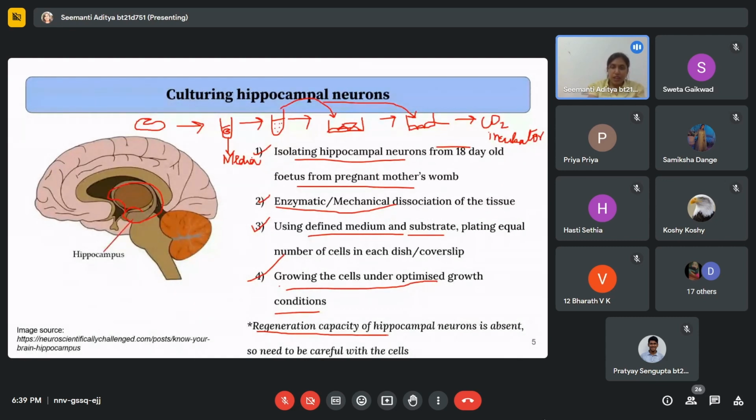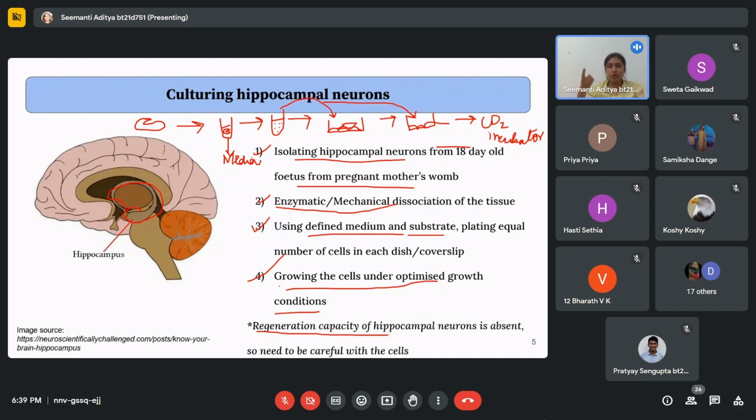Once we have isolated the hippocampal neurons, plated them in our plates with defined medium and defined substrate, and optimized all the growth conditions, we know that this condition is suitable for their growth. So now we have the base of cells against which we are going to do some drug testing for Alzheimer's.